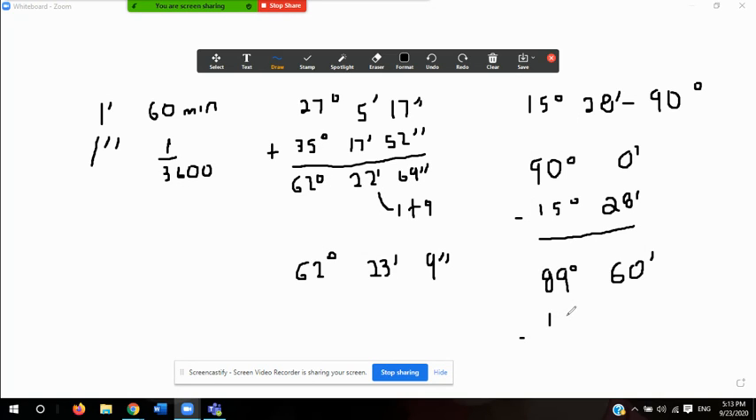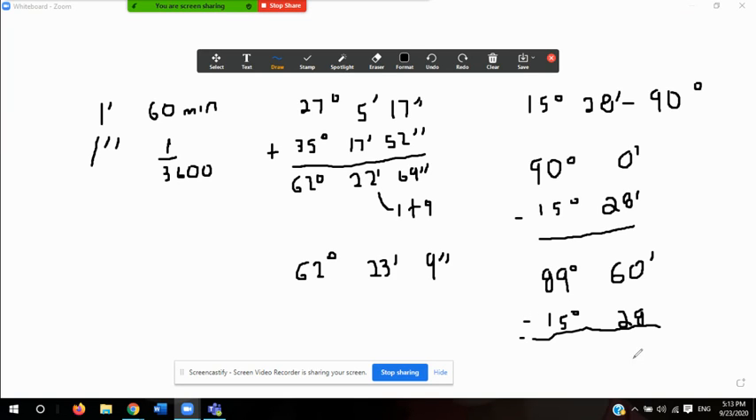And this is very simple. So 15 degrees and 28 minutes. I'm sorry, I keep repeating myself. I just want to make sure that I don't lose track.